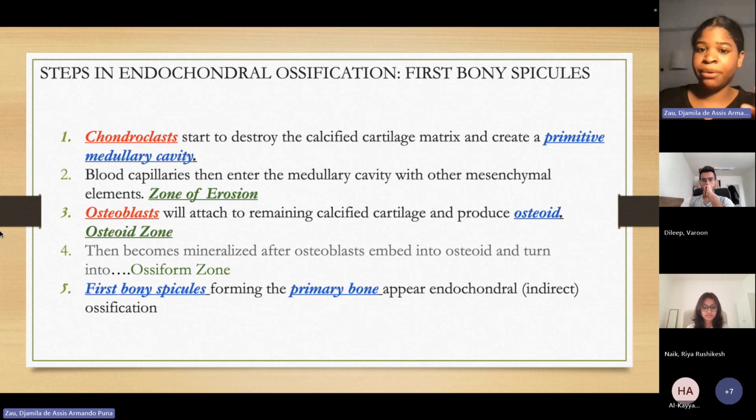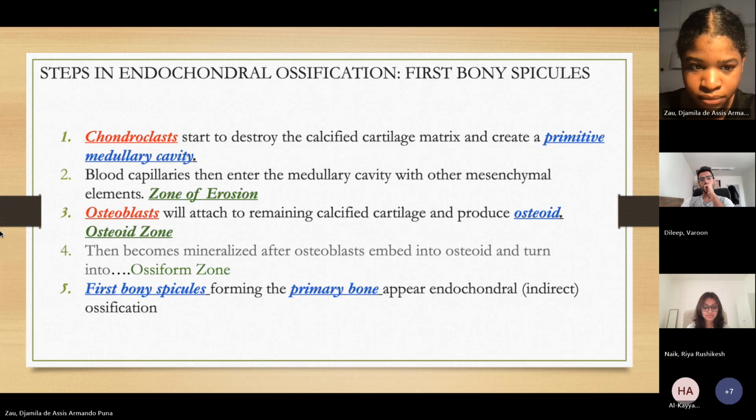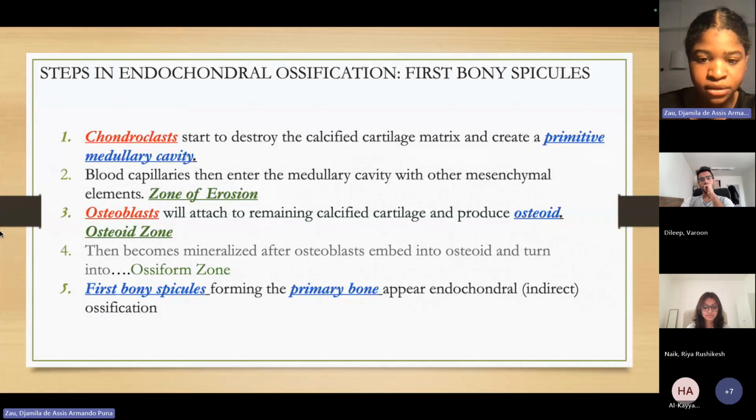When we talk about the blood capillaries entering, they're going to bring mesenchymal elements like osteoblasts. So now we have osteoblasts here. These osteoblasts are going to attach to the remaining calcified cartilage, and they're going to produce osteoid. Does anyone remember how an osteoblast turns into an osteocyte? So osteoblasts are going to produce osteoid, right? And then once they become attached to the osteoid that they produce, they're now termed osteocytes. And once we see this on our model, this is known as the osteoid zone.